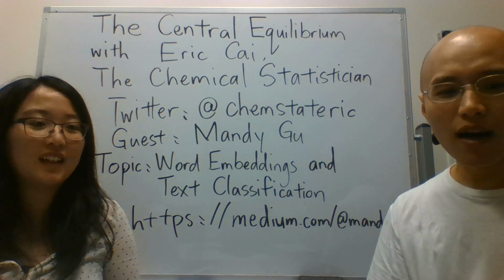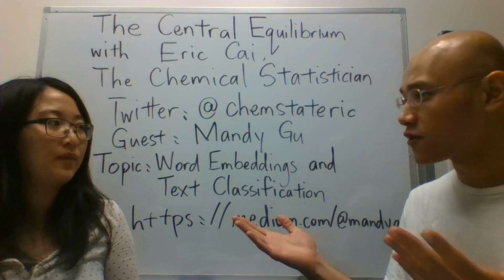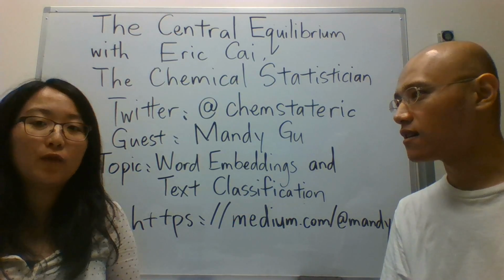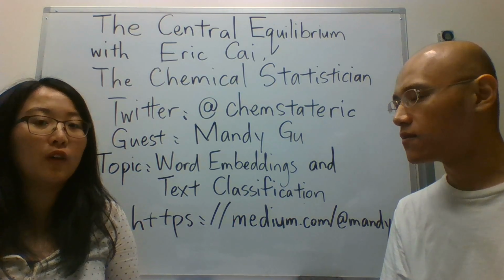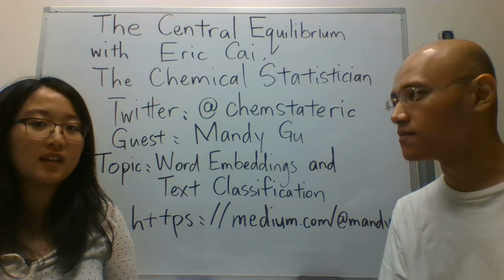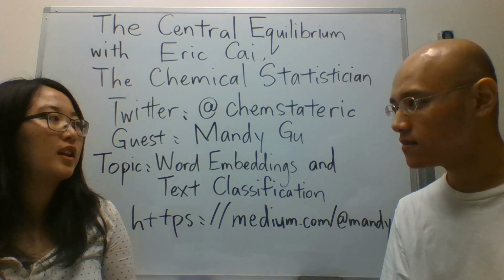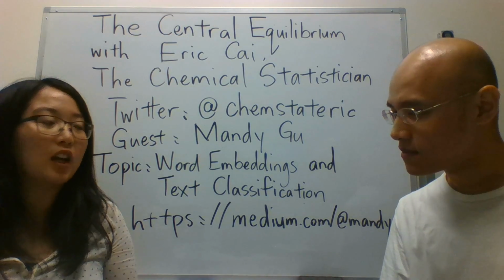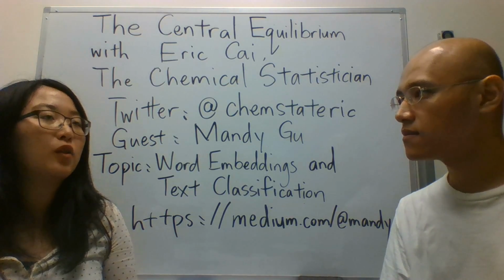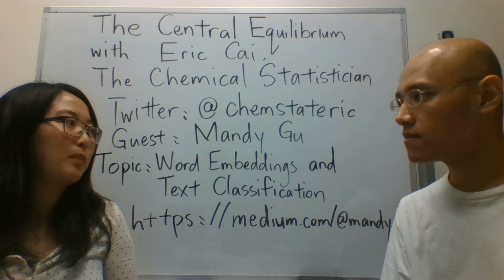Thank you. And tell us your overall objective for today. So my overall objective for today is to give an overview of natural language processing. So this is how computers, machines analyze human languages, and I'll do that with an example using text classification and word embeddings. Okay.